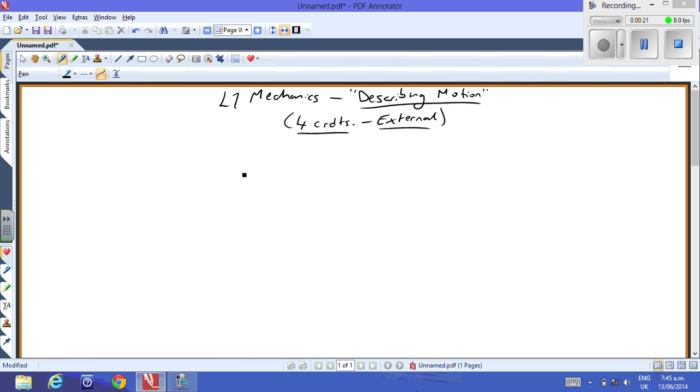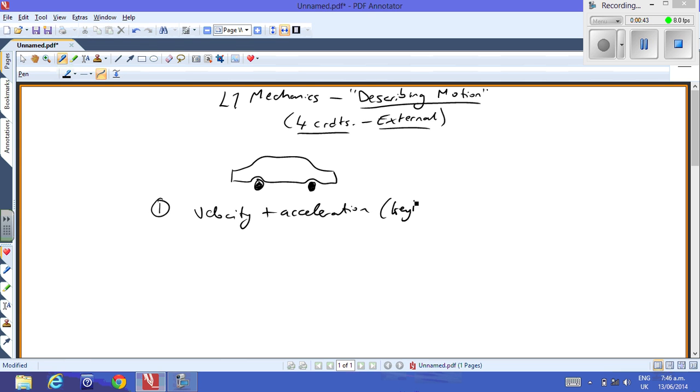If you take any object, so let's just take a car for instance, you should be able to describe its motion using the correct physical terms and the correct formulae and graphs. The way I like to divide this topic up is to look at the velocity and acceleration of the object first of all. That involves a lot of key terms and some graphing. That's the first section I would spend a couple of weeks teaching.